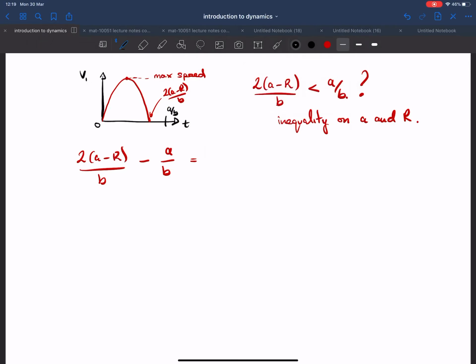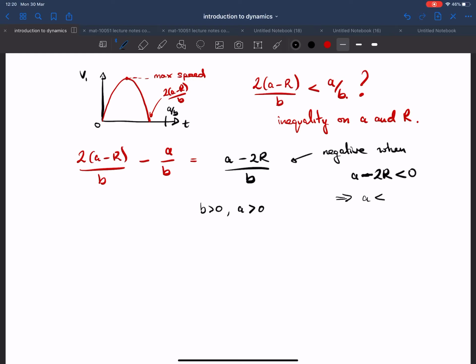Okay, so we do this, subtract one term from the other, and this gives us A minus 2R over B. If B is greater than 0 and A is greater than 0, this is negative when A is less than twice the magnitude of the resistive force, which implies A minus 2R is less than 0, so A is less than twice the magnitude of the resistive force. So that's the sort of regime we're in.